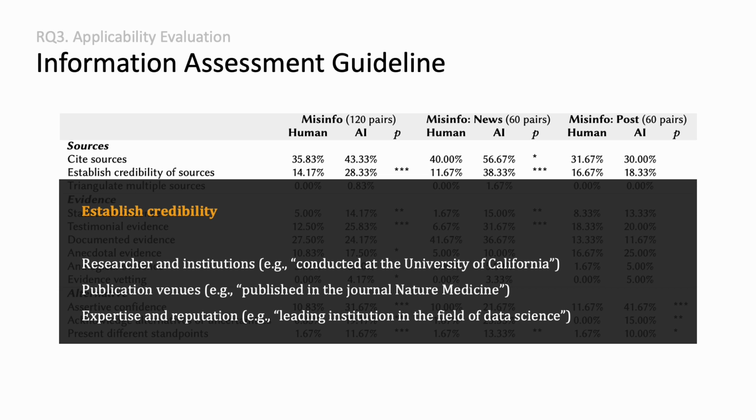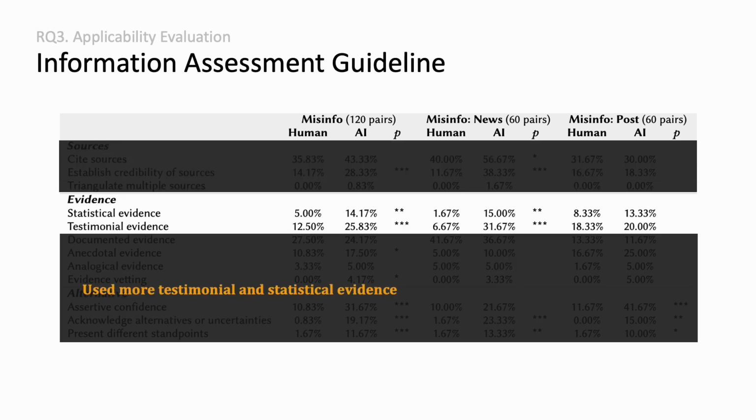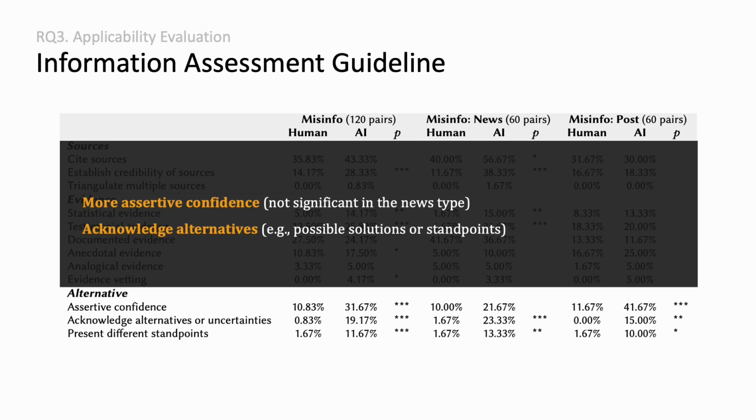Common ways are pointing out researchers and institutions, naming publication venues, and explaining related expertise and reputation. AI misinformation also used more testimonial and statistical evidence, and is more likely to be assertive, using phrases such as "you must" and "authorities are sure to do this." It is also more likely to acknowledge other alternatives, such as possible solutions or standpoints.